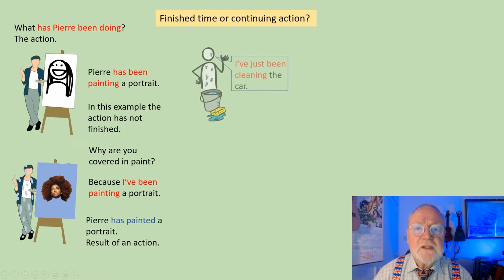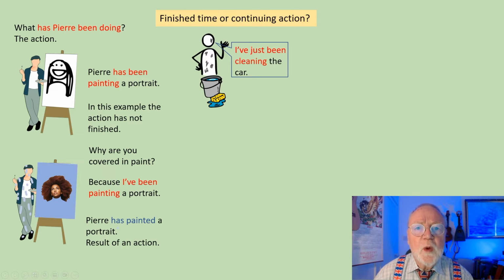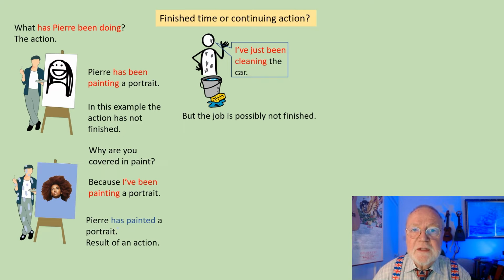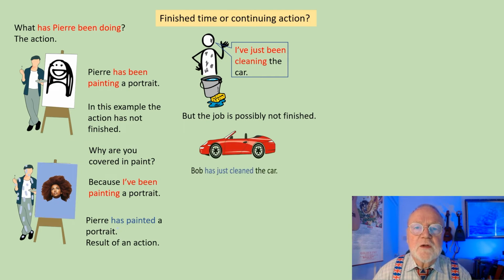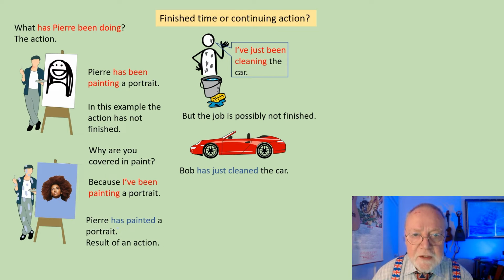Here's Bob, and he's looking very dirty. I wonder what he has been doing. Bob, what have you been doing? I've just been cleaning the car. Well, we don't know for certain whether he has finished the job, because the possibility is that he's still cleaning the car, or whether he is actually finished. But suppose we see the car later and it's looking very clean, very shiny. I could then use the present perfect tense to say, Bob has just cleaned the car, because we can see it's the result of a finished action.